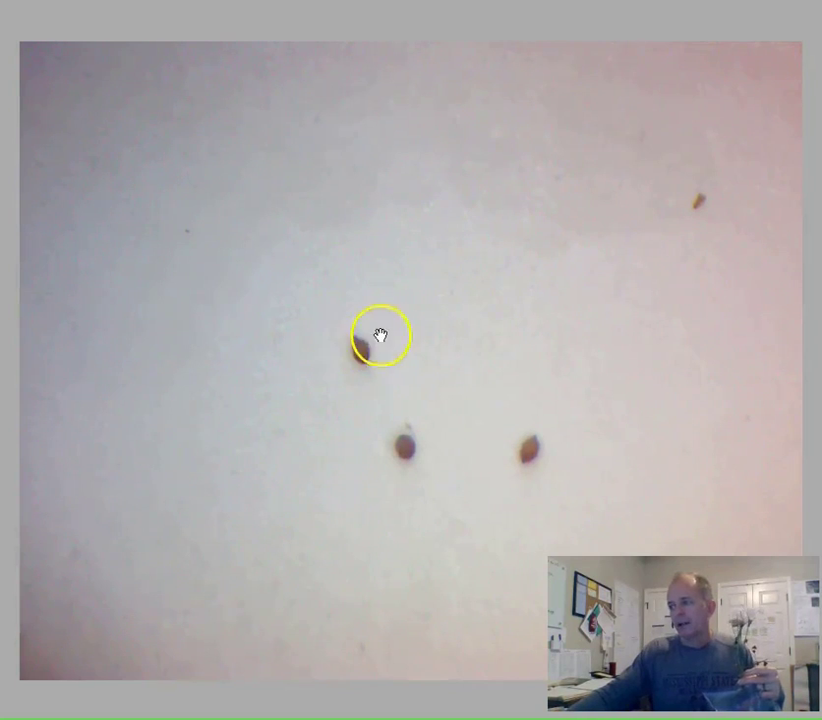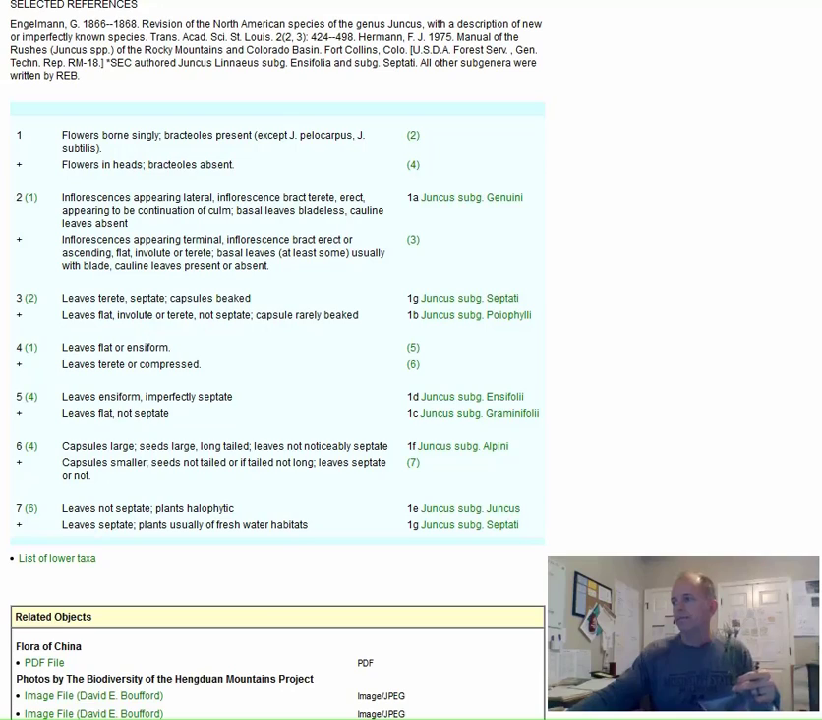So they're kind of round and there are no tails. So if they had tails, there would be on one or both ends, there would be this obvious long kind of tail-like structure sticking off of the seed. And we don't have that here. So let's see, where were we? We went down to 6. All right, so capsules large, seeds large, long tailed. They're not. Their seeds are not tailed, and the leaves were septate. So we're going to go to number 7.